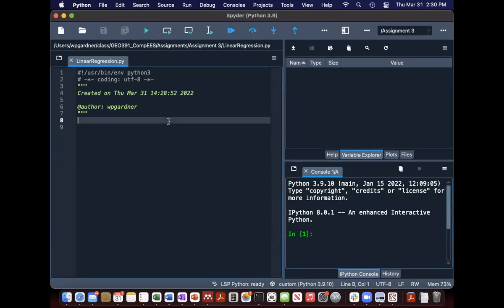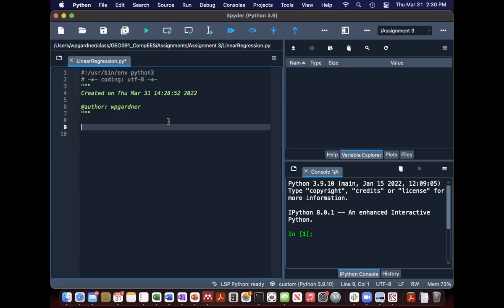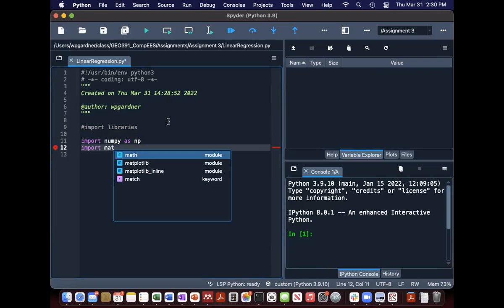Okay, so we're going to import some libraries. Today, all we're going to use, we will import NumPy. And we'll import matplotlib.pyplot.